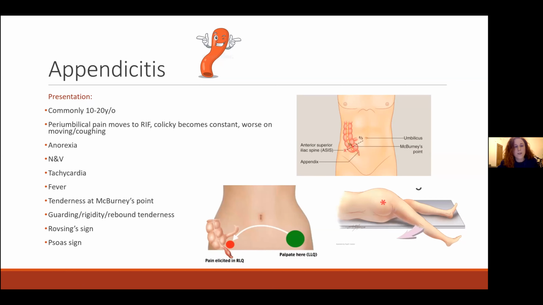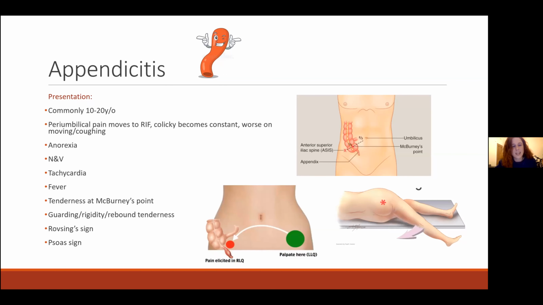So it's normally in younger patients, but it can be in any age. The pain starts in the periumbilical area and moves to the right iliac fossa. It usually starts colicky, which means that it comes and goes like a squeezing motion, and it becomes constant, and it's worse on moving and coughing. So often these patients don't want to get up and walk around at all.